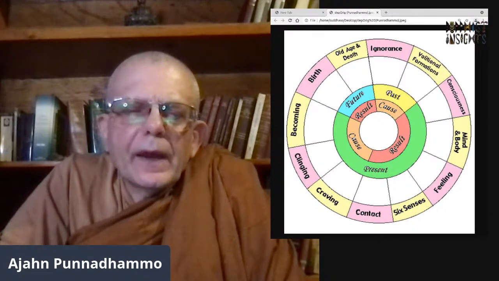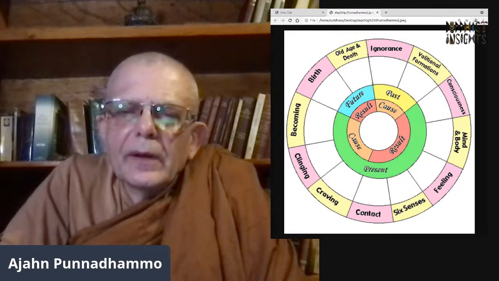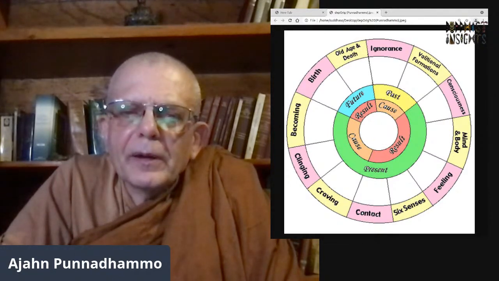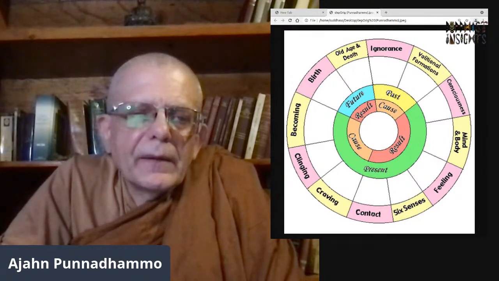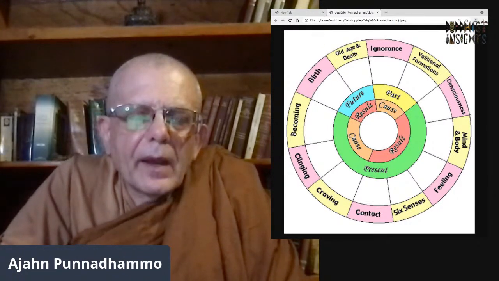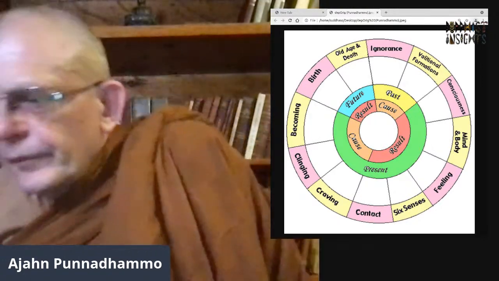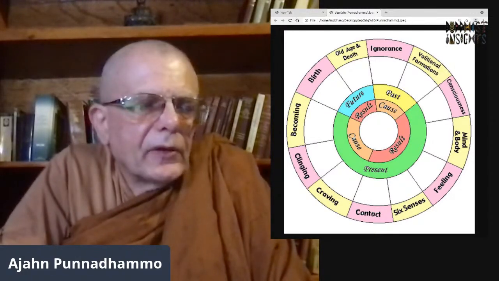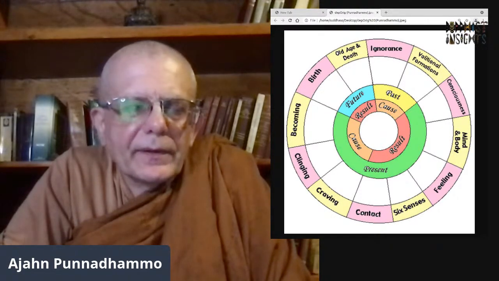Then the next factor, and here's where this diagram is somehow confused. I pulled this diagram up without checking it properly. The next after contact should be feeling, which is Vedana. Vedana is a mental state that is the rudimentary or basic level of emotional response.